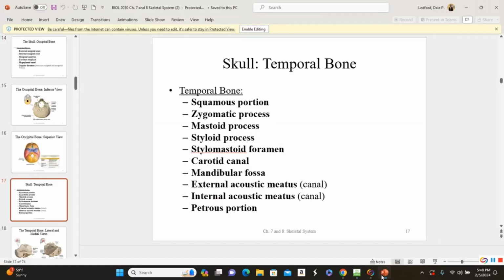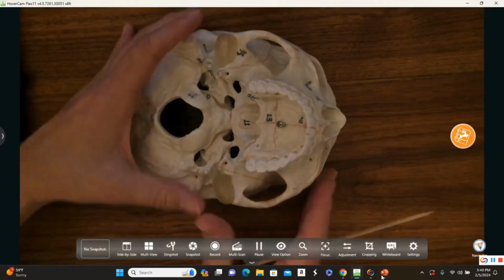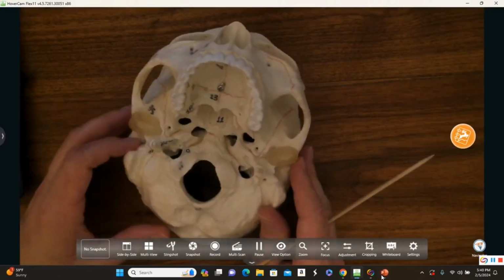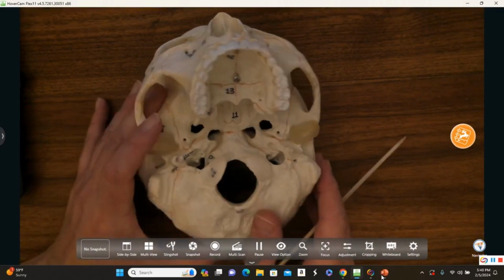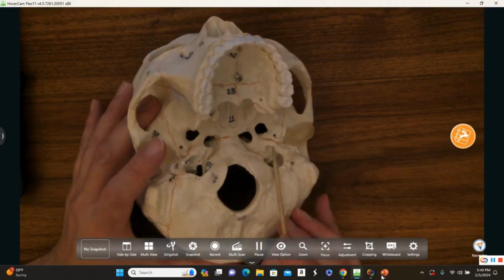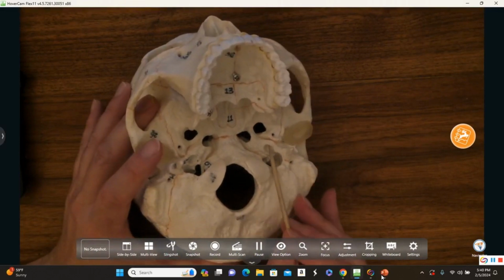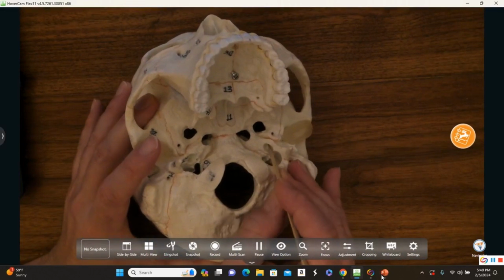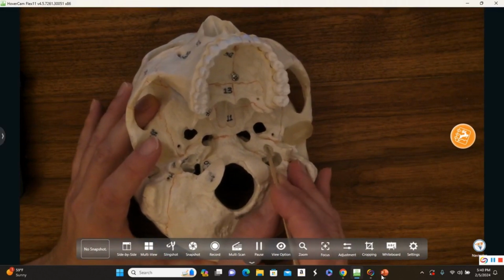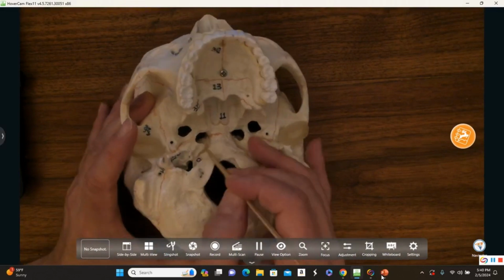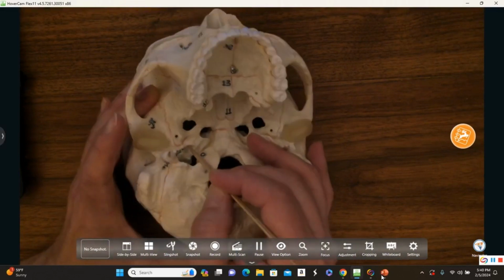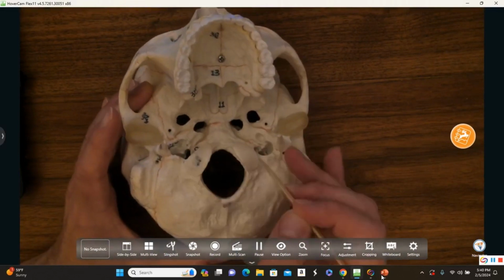Then we're going to see the carotid canal. To find the carotid canal, I'm going to turn the skull around like this, and go back and find the jugular foramen. Then in front of the jugular foramen, right here, is the carotid canal. Now in this model it is not burrowed through, so it should be all the way through the skull, but this is the carotid canal here. This is the carotid canal right here as well.